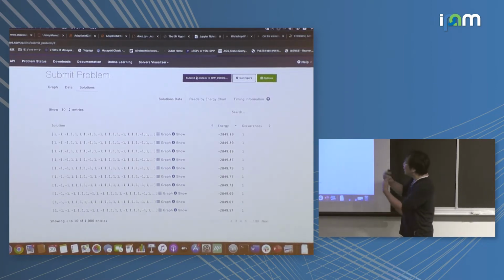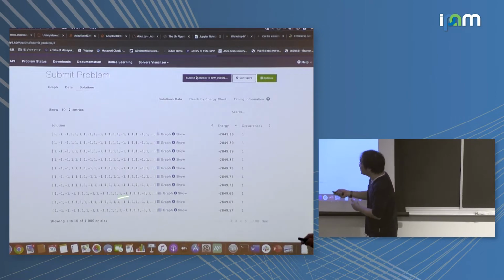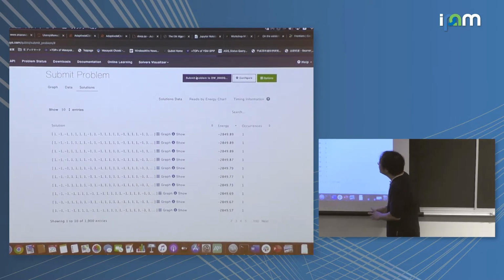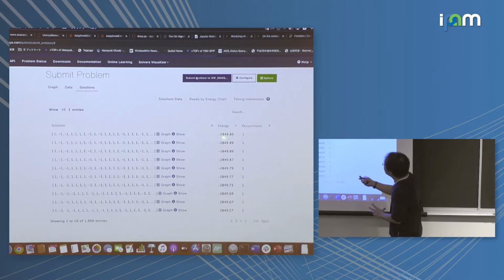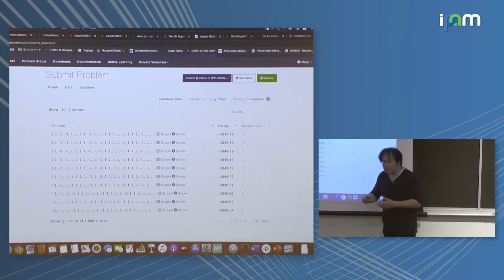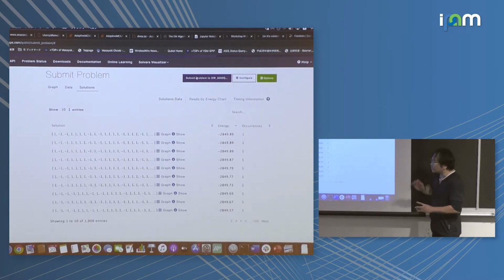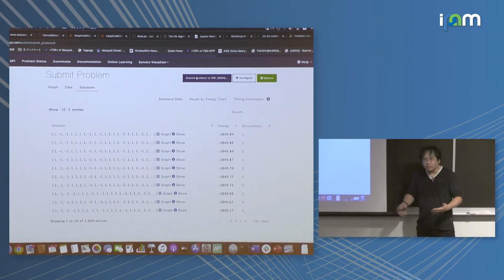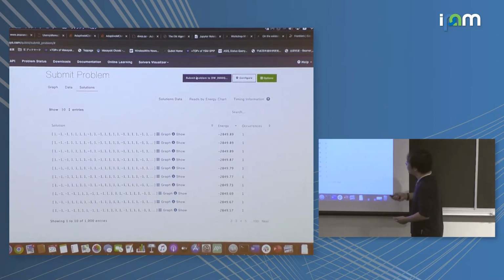Then we have thousands of entries of solutions. You see the lowest energy candidate like this: +1, -1, -1. The solution is given as spin variables. There is also a histogram or profile of the solutions, so you see some different solutions.